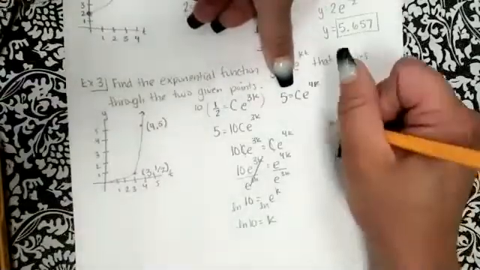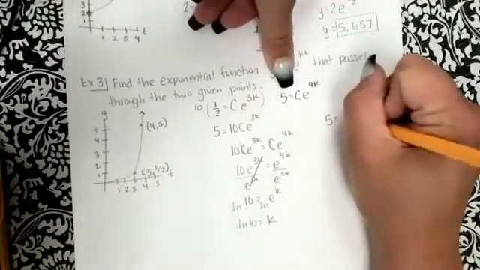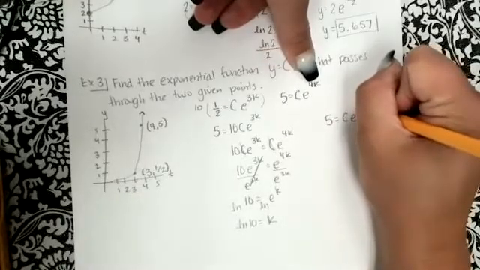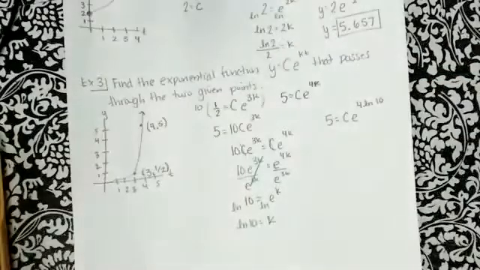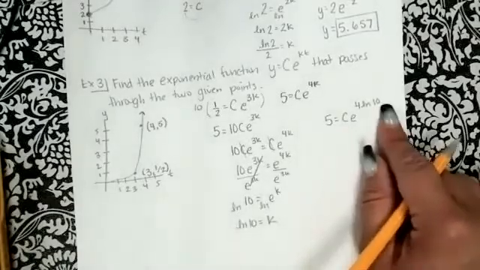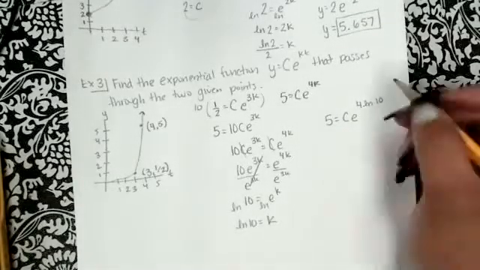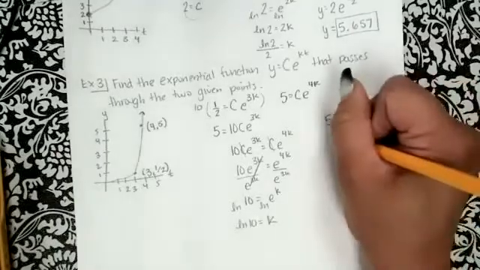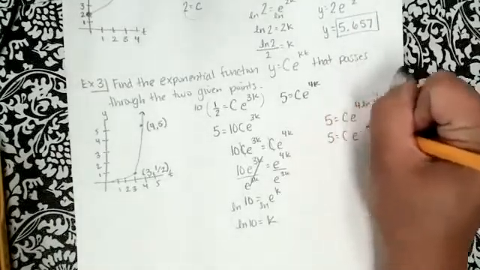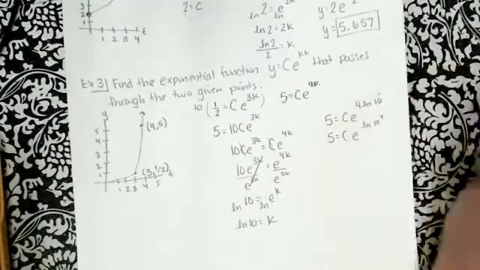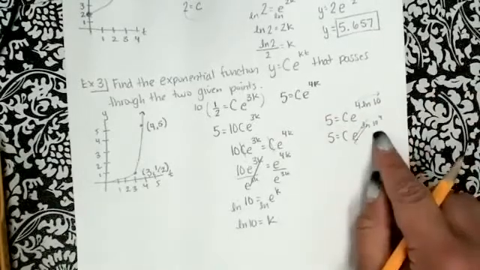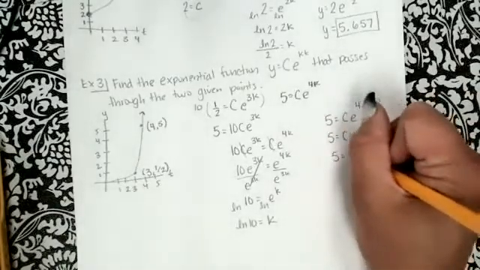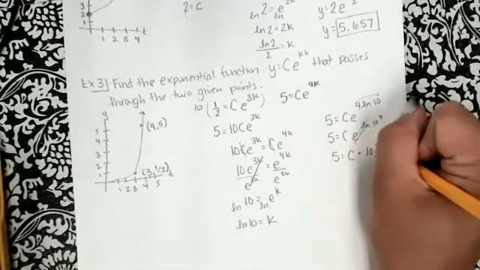So going back to this equation, I have 5 equals c e to the 4k. Now the k, I know the k. The k is natural log of 10. Now right here, I can actually simplify that. If you use the power rule of logarithms, that 4 is actually an exponent. So this is actually 5 equals c e to the natural log of 10 to the 4th power. Now e and natural log cancel out, and you're left with 10 to the 4th power. So 5 equals c times 10 to the 4th power.